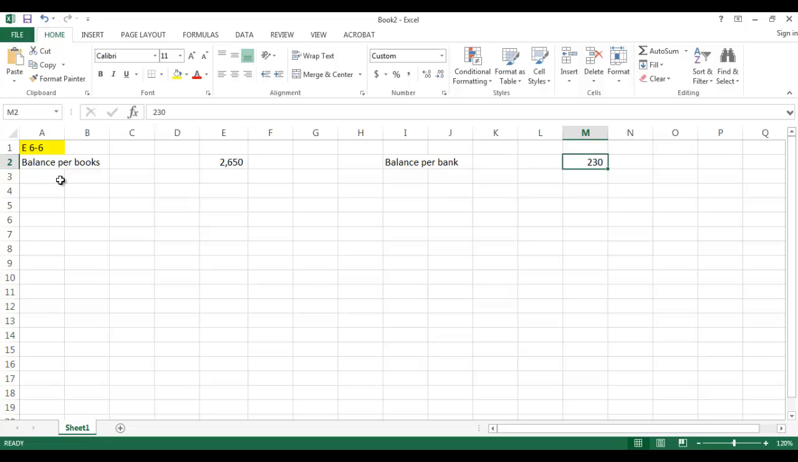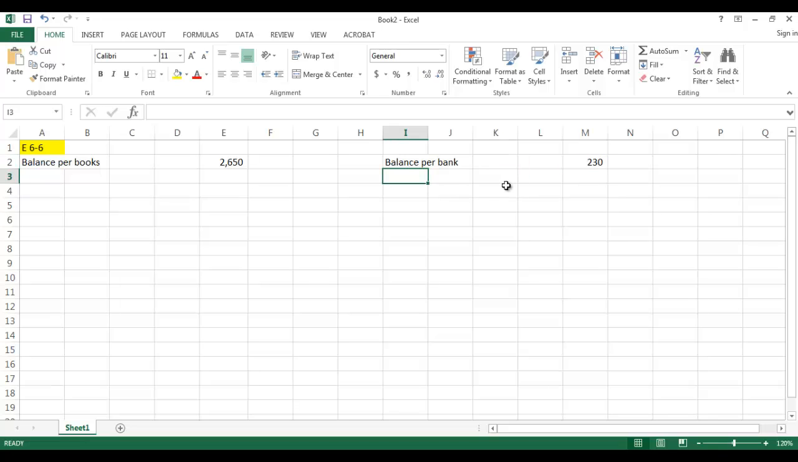We're told in that descriptive that there are some deposits in transit and some checks outstanding at the end of September. So both of those items would be items that we would have recorded on the books already, but the bank would not have accounted for already. Right? So let's look for those first and deal with those.